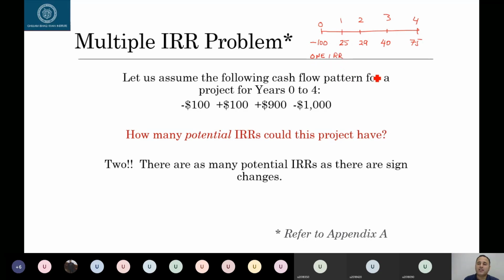But let's say there is another project, which is this one. This project makes an initial investment of $100. They get $100 back in the first year, $900 in the second year, and then the project involves an outflow of $1,000 in year number 4. And the reason is, some projects, for example, if you are an exploration company which explores, let's say, oil exploration, of course, you will make an initial investment. For example, there is a site where you would like to extract oil from. You make an initial investment.